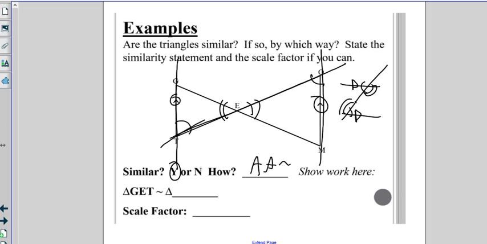So GET, now think about it. I'm going from no angle to 2 to 1. So that means I have to do MEO. Keep the order correct. And the scale factor, we don't know because we don't have any sides.